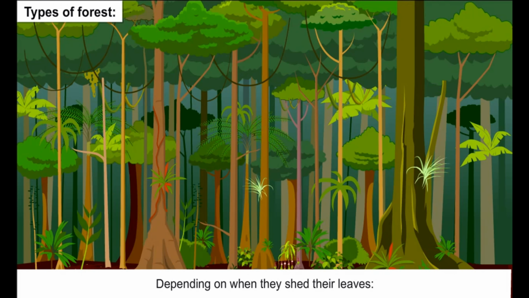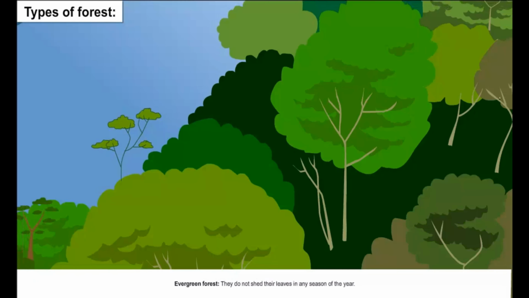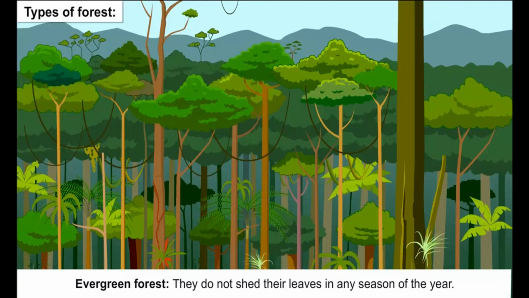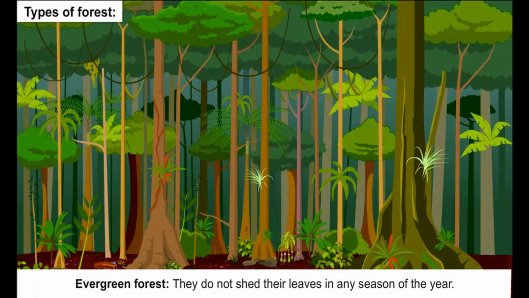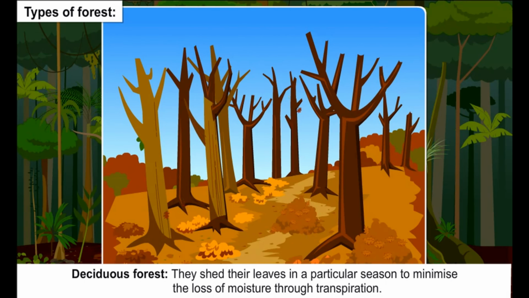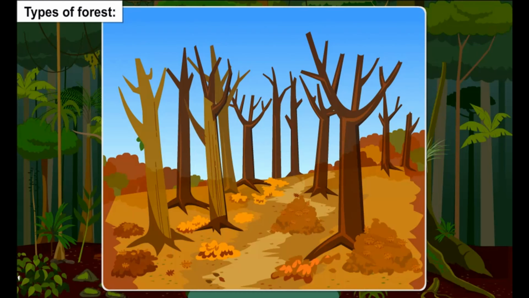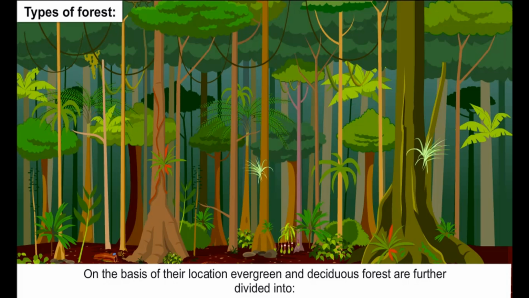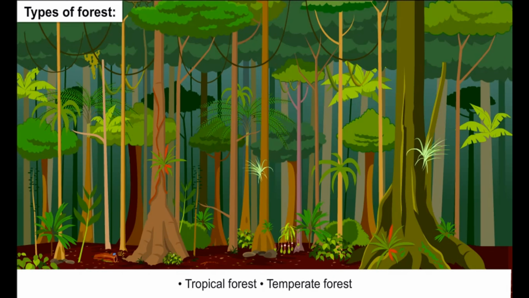Types of forest, depending on when they shed their leaves. Evergreen forest: they do not shed their leaves in any season of the year. Deciduous forest: they shed their leaves in a particular season to minimize the loss of moisture through transpiration. On the basis of their location, evergreen and deciduous forests are further divided into tropical forest and temperate forest.